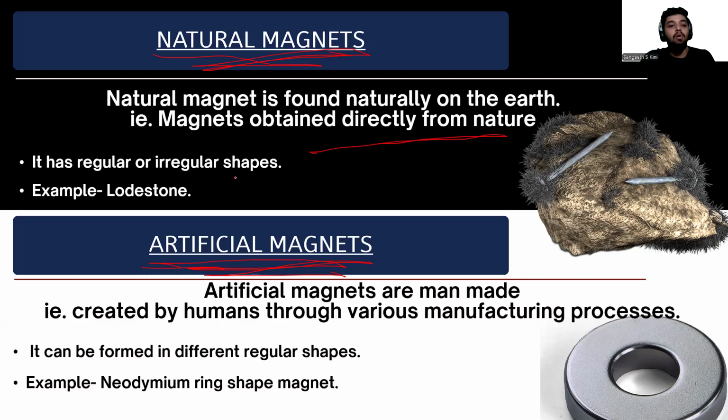They have regular or irregular shapes. We know that natural things are irregular in shape. This rock is a magnet, and a rock is irregular in shape, so we need to shape it for our own needs. For example, lodestone. Lodestone is a natural magnet.